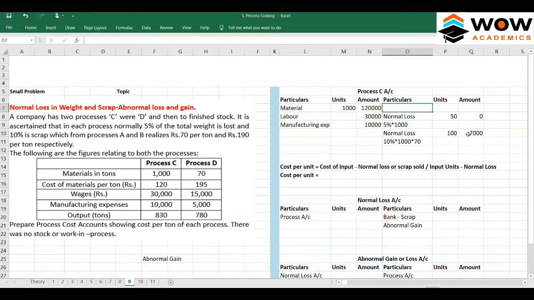The process moves on to process D account. How much moves on to process D? They say that 830 units is moving. So we have to find out its value. First we'll try to tally approximately and see the answer. So this value comes to 1,60,000. This is 1000.